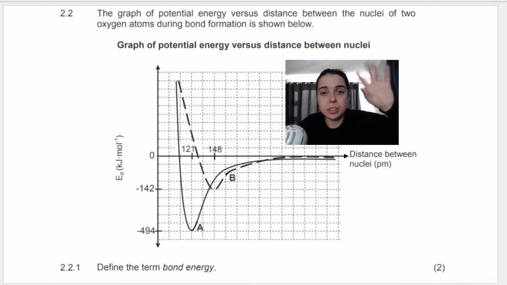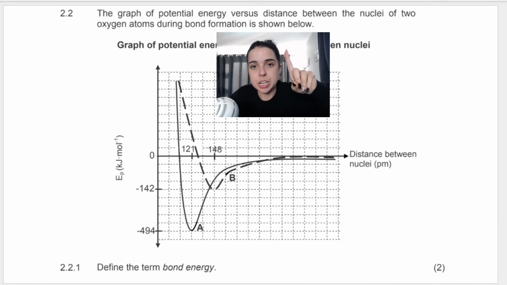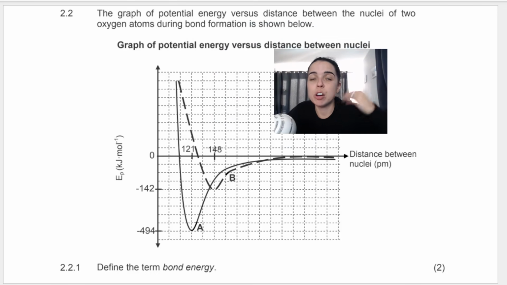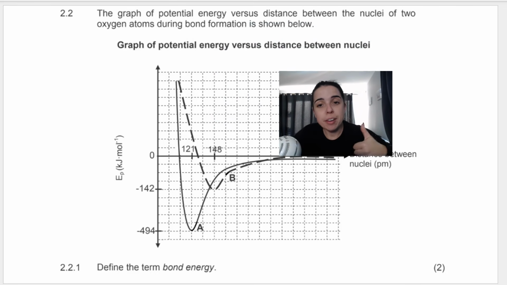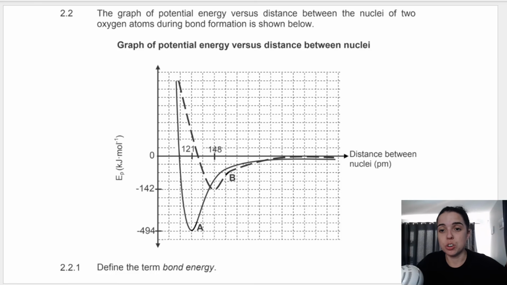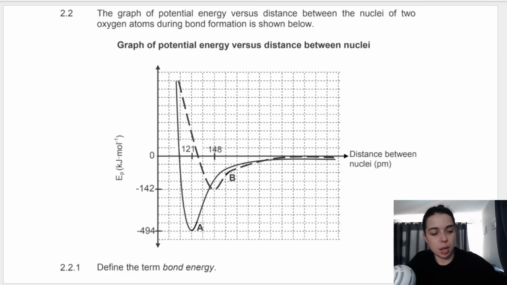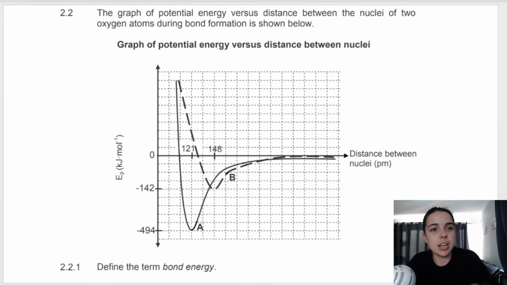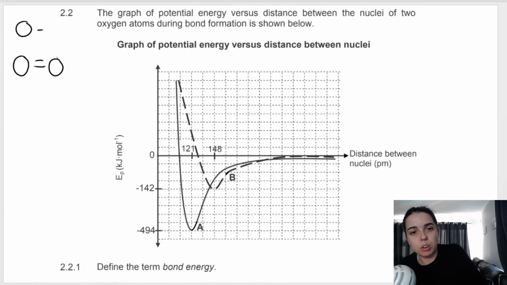So if you read again what they say in the beginning, they say potential energy versus distance between the nuclei of 2 oxygen atoms. So one of these curves is representing the formation of a double bond. The second curve is representing the formation of a single bond. The first thing that you need to know is the difference between the double bond and the single bond. What we say is the double bond looks like that, obviously. The single bond looks like this.